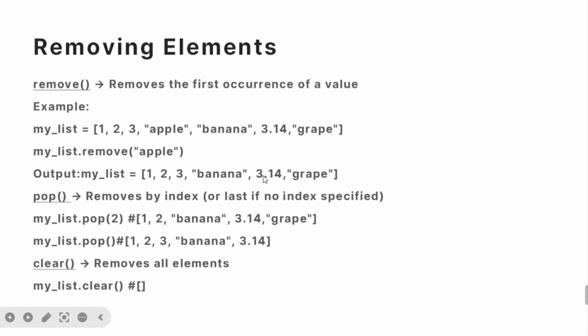Next is pop. It will remove elements based on the index, which means we have to pass the index value of the particular element we want to remove. For example, my_list.pop of 2 means the element at index 2 will be removed from the list. If you do not specify any index, by default it will remove the last value from the list. Then clear will remove all the elements from the list. These are the specific methods for removing elements.